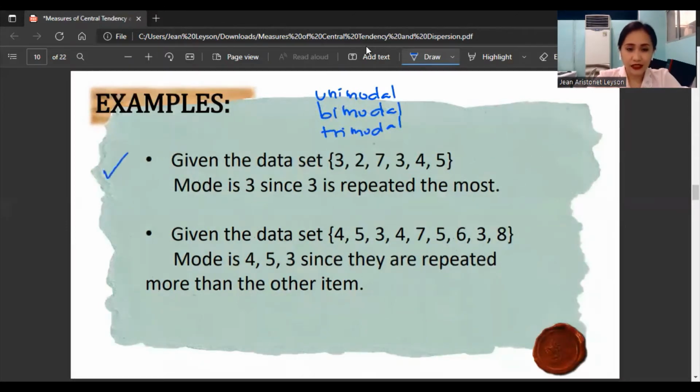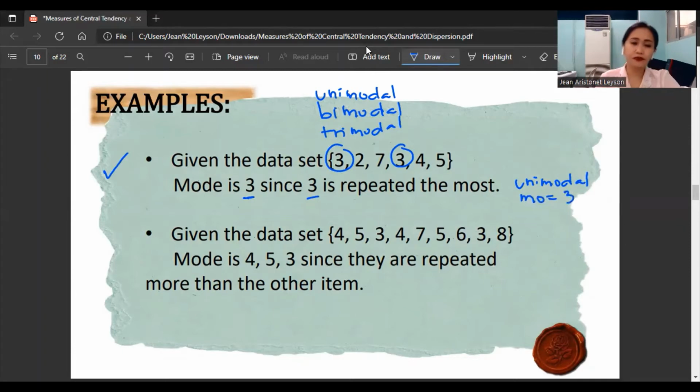So let's have an example. Given the data set 3, 2, 7, 3, 4, 5, the mode is 3. Since 3 is repeated, there are 2 number 3s. In this case, since there's only one mode, that is unimodal, and our mode is 3.